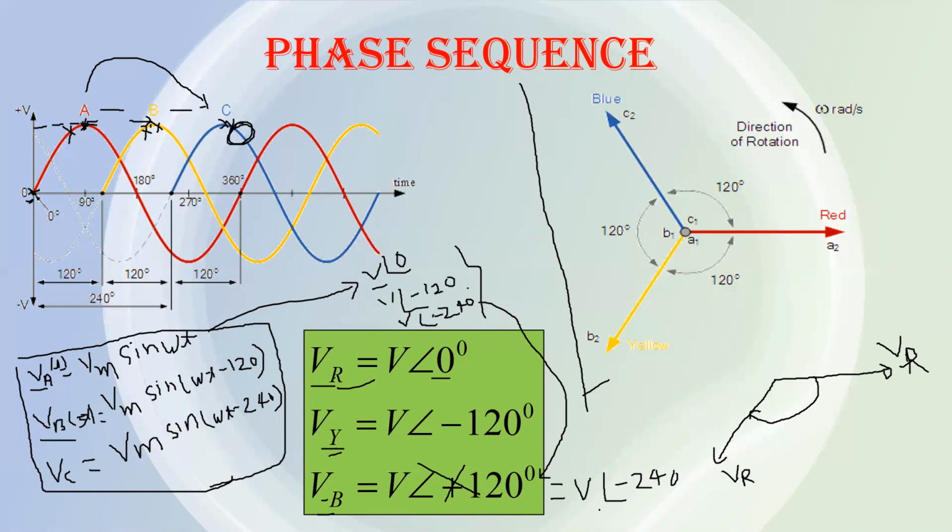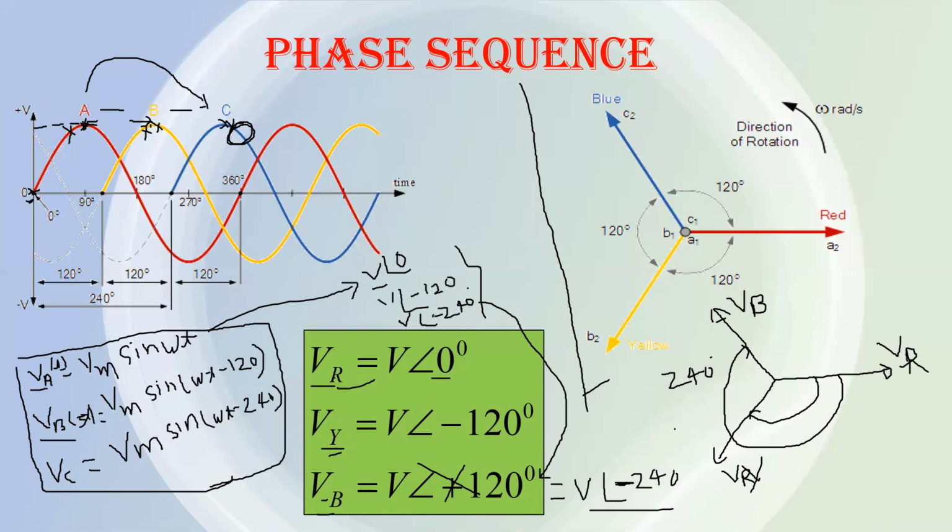And what will be the vector for this? Here you can see the angle is minus 240. Minus means clockwise direction. You have to draw another vector in the clockwise direction, but the angle from the reference will be 240 degrees. So in this way you can get VR, VY and VB. This is the phasor diagram for this phasor representation.